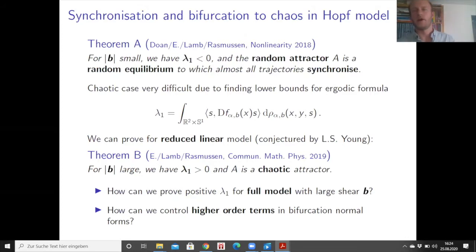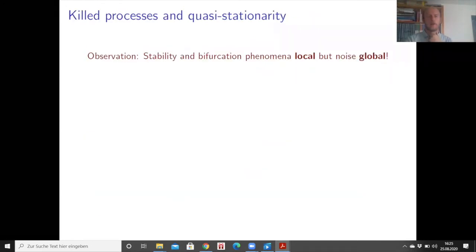If we have these bifurcation normal forms, but we might have some other nonlinearities, then how can we deal with them, since we're actually interested in these local movements, but we have this noise which makes everything global? One idea to deal with this was to look at so-called killed processes and replace the ideas of stationarity and ergodicity by quasi-stationarity and quasi-ergodicity. As I said, you can observe that the stability and bifurcation phenomena are local, but the noise is global.